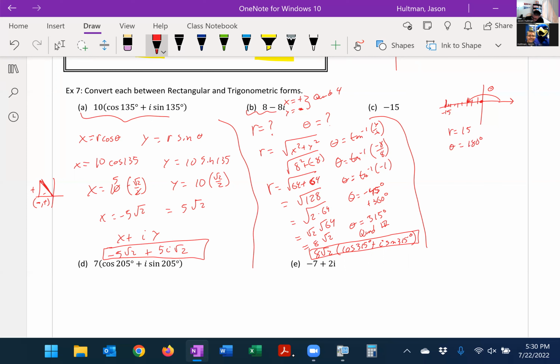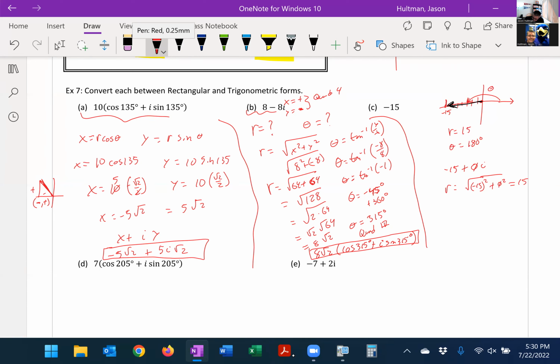Now, if you couldn't figure it out or didn't think about using the graph to get this angle and this distance, you can still do it using 0 as your imaginary component. So we could say this is negative 15 plus 0i. Then r is going to be the square root of negative 15 squared plus 0 squared. All that's going to do is turn this negative 15 into a positive 225. Then I'm going to square root that, and that's going to go back to 15. So r is 15 here.